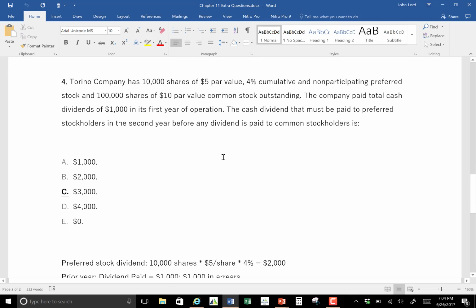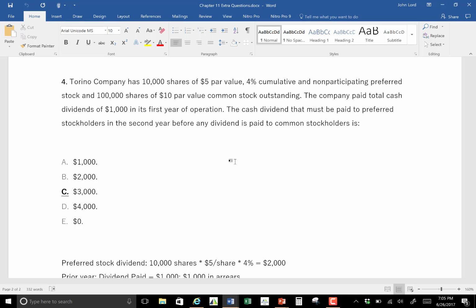Torino Company has 10,000 shares, $5 par value, cumulative, and non-participating preferred stock. Now, we didn't talk about non-participating, and I'm not going to make you do calculations of non-participating. But if preferred stock is participating, that means that I first pay my preferred stockholders a dividend. I then catch up my common stock shareholders so that they've gotten at least as much dividend as the preferred stockholders. And then any amounts that are left over get distributed, not evenly, but proportionately, between the common shareholders and the preferred shareholders. Okay.